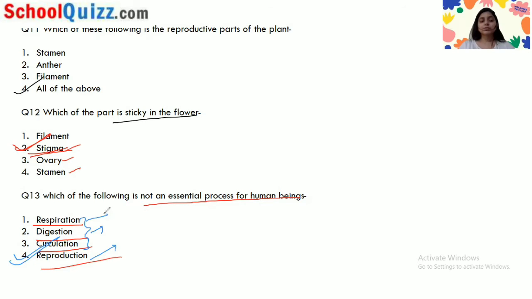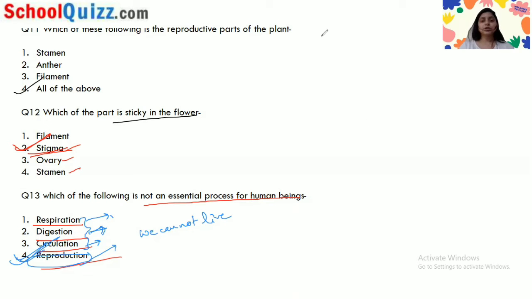Respiration is what? The breathing. Digestion is the digestion of the food. Circulation is related to our blood. If these processes do not happen, we cannot live without them. But reproduction is up to us, either we can do it or we cannot. It is a process that does not affect life. So this is not an essential process, and the answer will be reproduction.